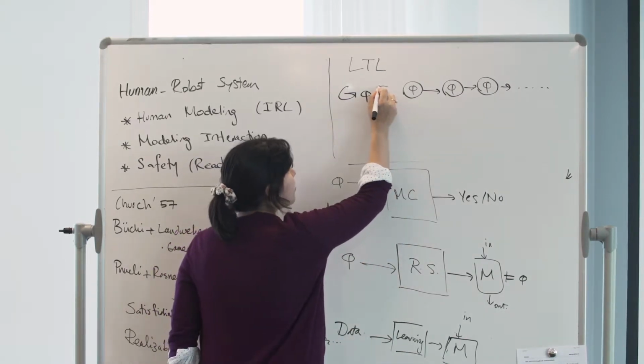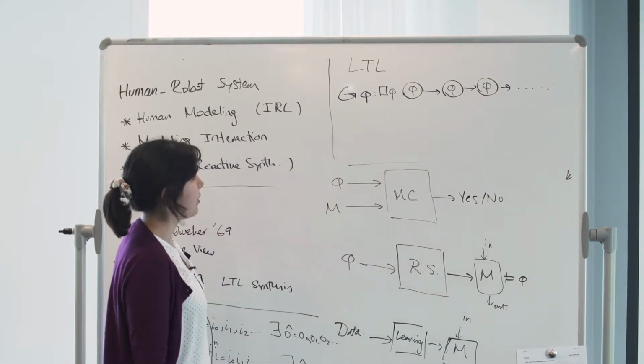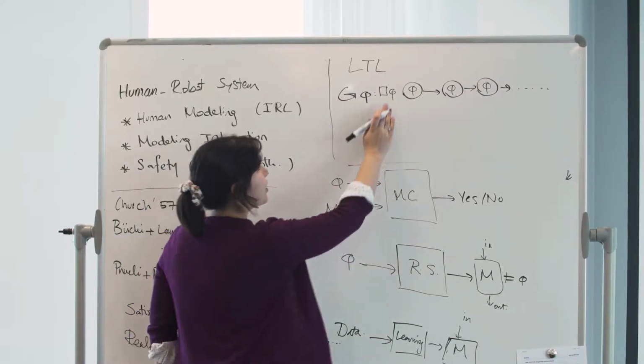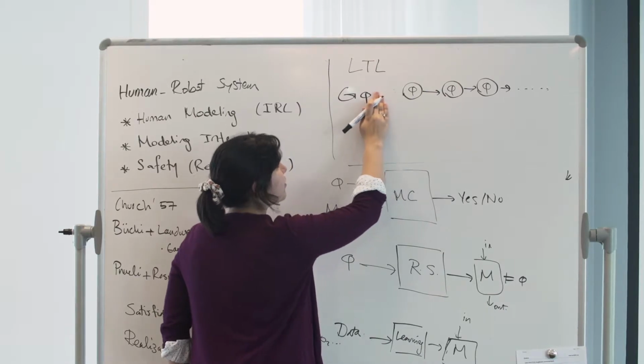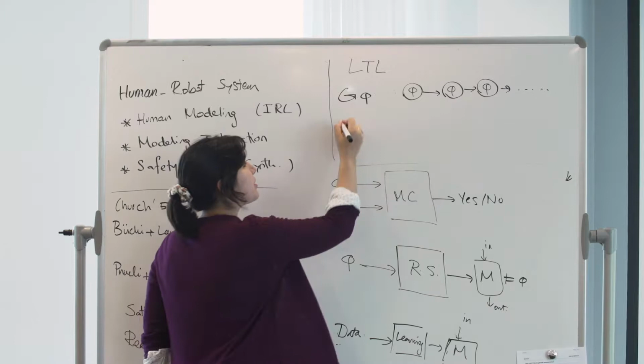Okay? People write it with squares too. So you can write square phi, which is the same thing. I don't like squares because they're not intuitive. G at least means globally. You remember that it's going to be true at every time step.